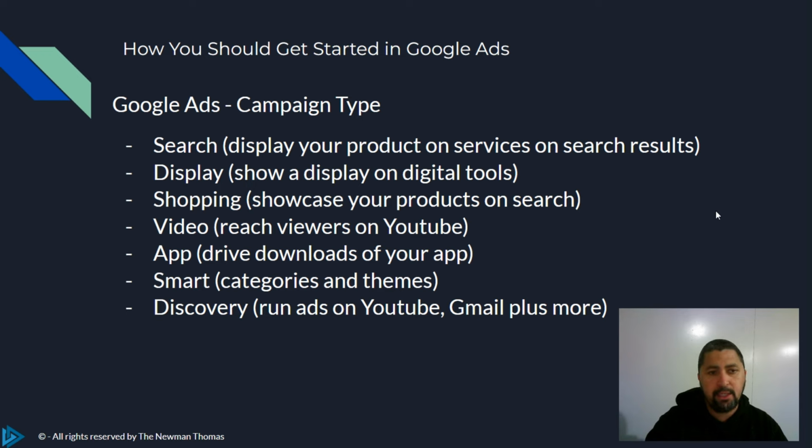The next campaign type is display. Now this works where your ad is displayed on digital tools. If you haven't watched video 1 and video 2 of this playlist, please have a look at them. That's when I started looking at what digital tools are in relation to digital marketing.